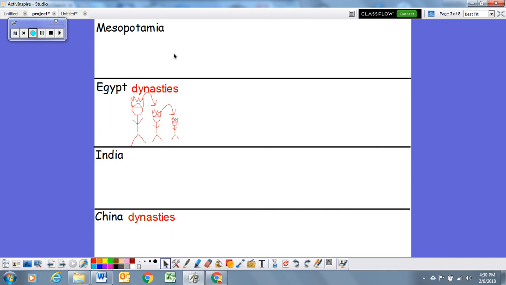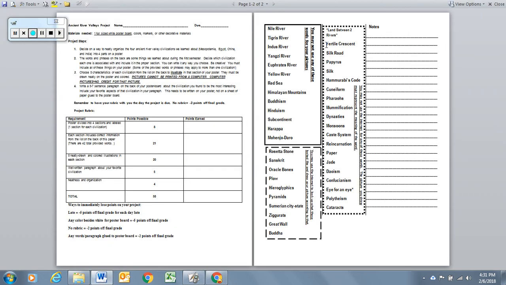Alright, so I want to remind you that on your poster you will have 42 words. Some of them will be in Mesopotamia, some of them will be in Egypt, some of them will be in India, some of them will be in China. You will only have a total of 20 pictures: 5 for Mesopotamia, 5 for Egypt, 5 for India, and 5 for China. And those pictures that you draw come from the words in this box right here and the words in this box right here.